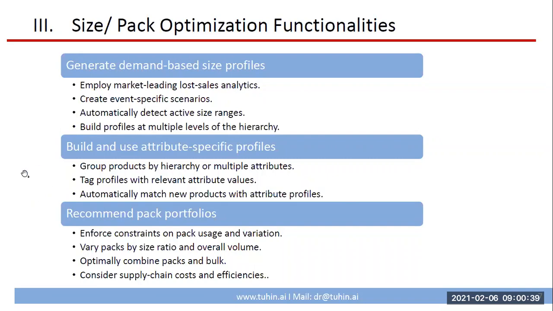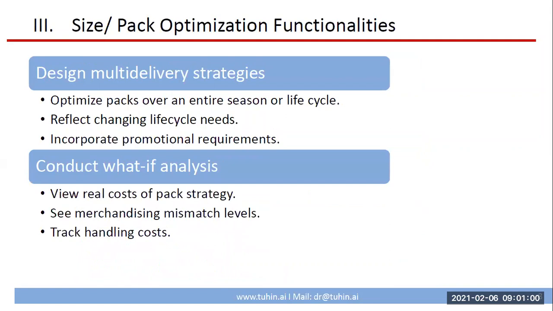Build and use attribute-specific profiles, group products by hierarchy, tag the profiles, recommend the pack portfolios, which of course vary packs by size ratio and overall volume, and enforce constraints on pack usage variation. So in that way, think of all the possible variables, and that's the key. Think of all the variables and put them into your model.